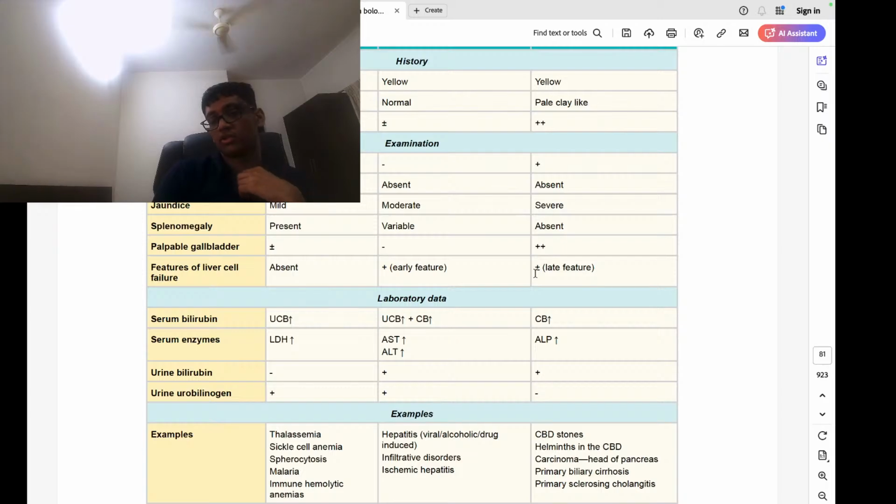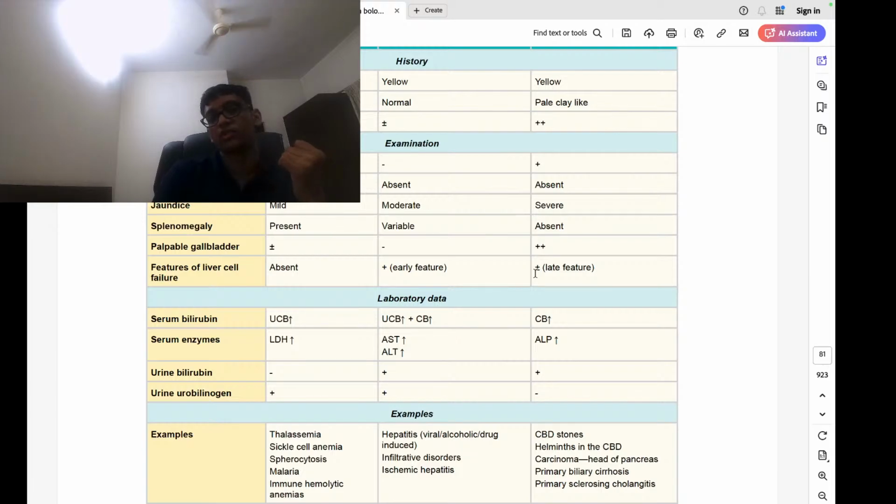Splenomegaly will be present in pre-hepatic, variable in hepatic, and absent in obstructive. Palpable gallbladder: in hemolytic it may or may not be there. In hepatic it will not be there; however, it will absolutely be there in obstructive.